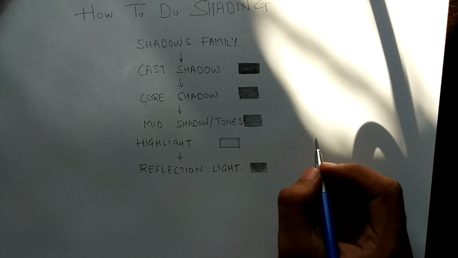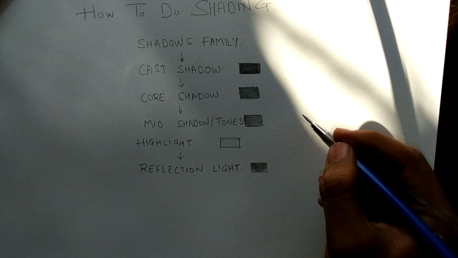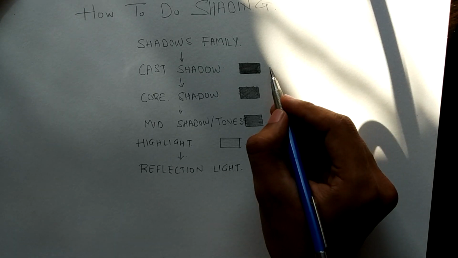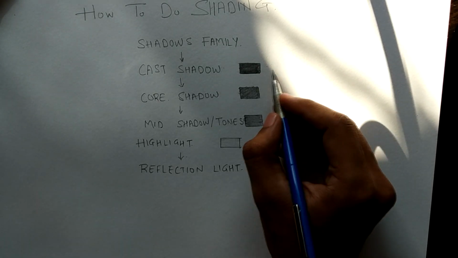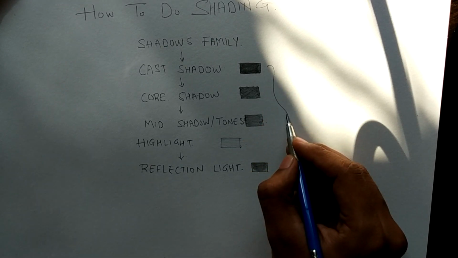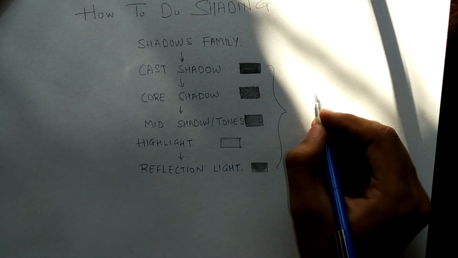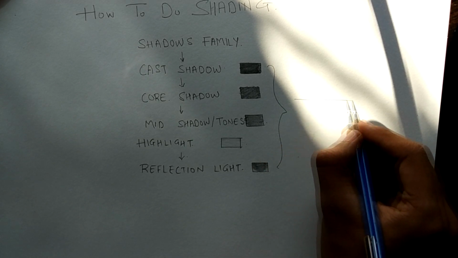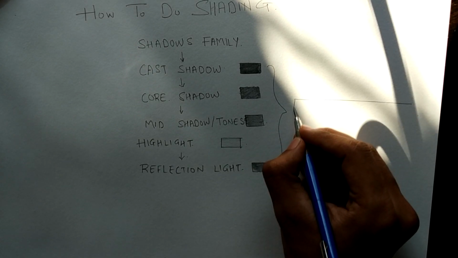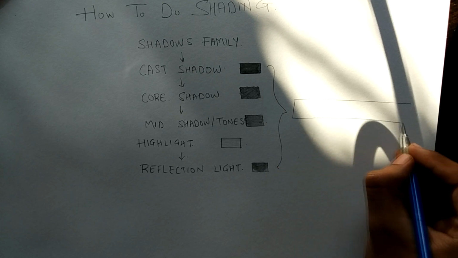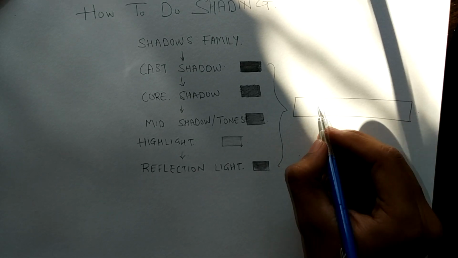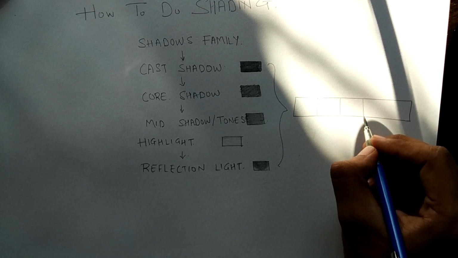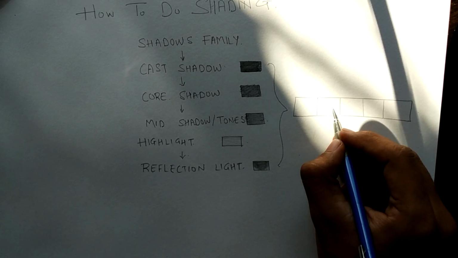Okay, so it's usually on the lower parts of your objects, close to the core and cast shadows. Now if you see, we mix this box together. If you take the reflection light aside, don't count it in. I mistakenly counted it in with making that design. If we just mix all these boxes together, we will get a value gradient.